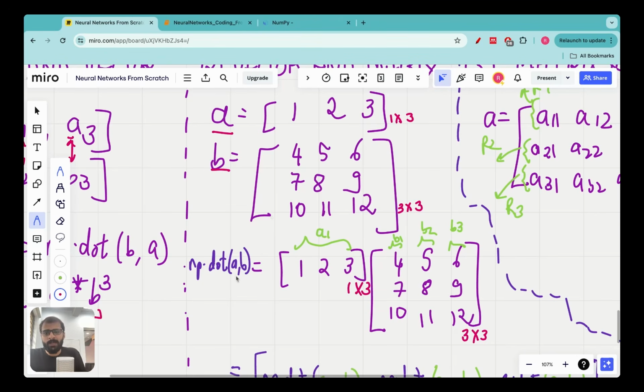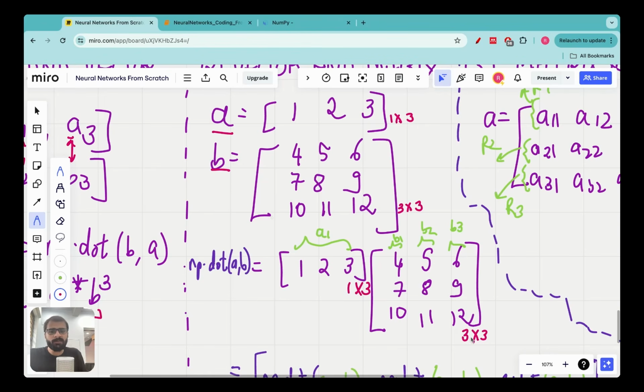So when I write np.dot a comma b, I first represent A as a matrix. So it's a 1 by 3 matrix. Remember that even a vector can be represented as a matrix. So A is a matrix with one row and three columns.